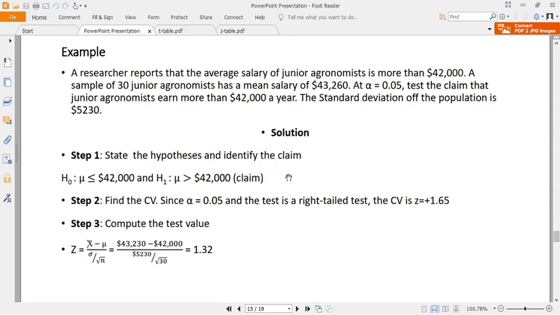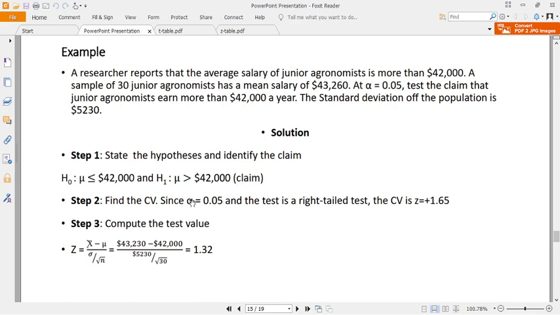So the first step is always to state the hypothesis and identify the claim. In other words, we state the null and alternative hypothesis. So we start with the alternative, which is the claim. The researcher reports that agronomists earn more than $42,000. So our claim will be the mean greater than 42,000. Therefore, the null hypothesis will be that the mean is less than or equal to $42,000; remember it is supposed to be the opposite of this.